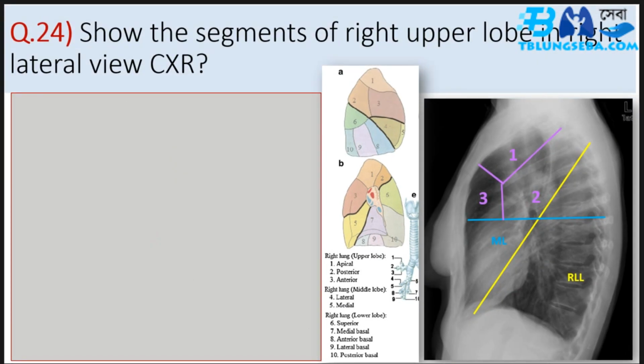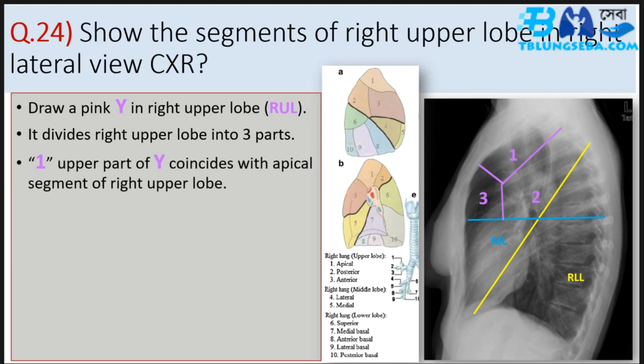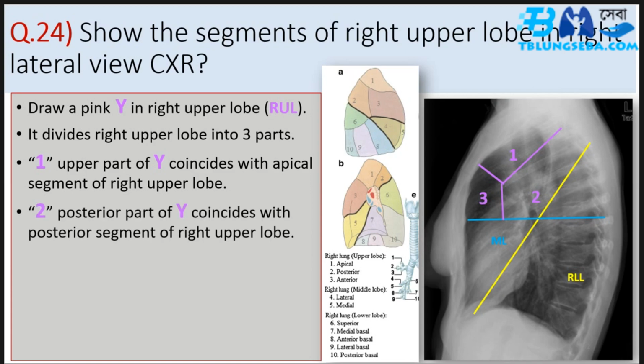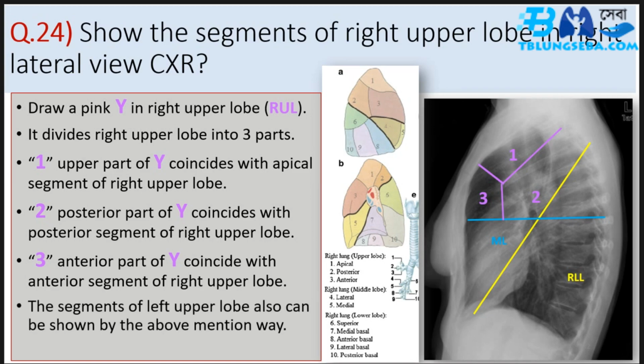Q.24, show the segments of right upper lobe in right lateral view CXR. Draw a pink Y in right upper lobe, RUL. It divides right upper lobe into 3 parts. One, upper part of Y coincides with apical segment of right upper lobe. Two, posterior part of Y coincides with posterior segment of right upper lobe. Three, anterior part of Y coincides with anterior segment of right upper lobe. The segments of left upper lobe also can be shown by the above mentioned way.